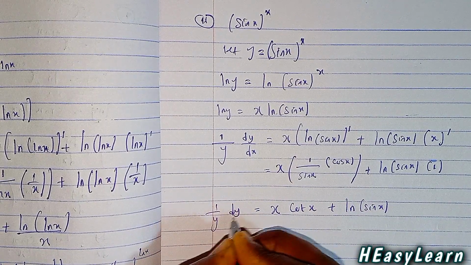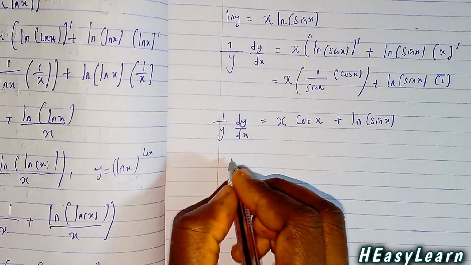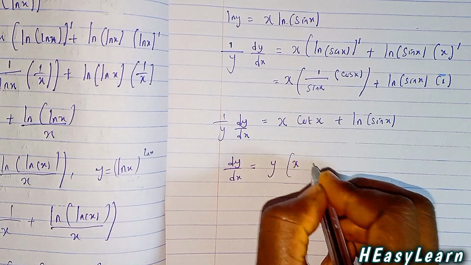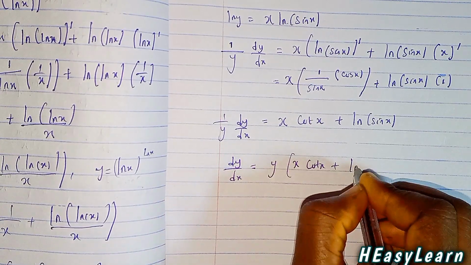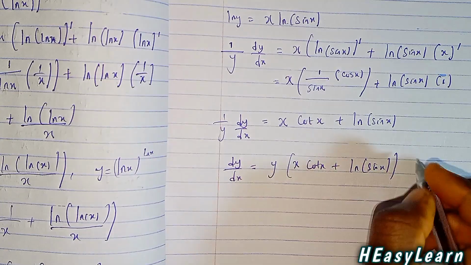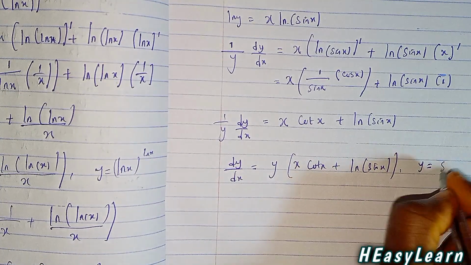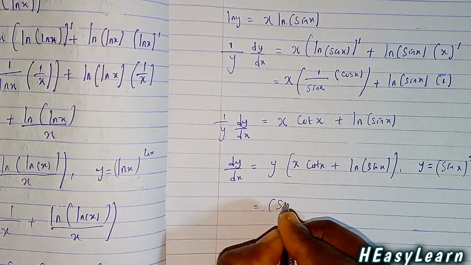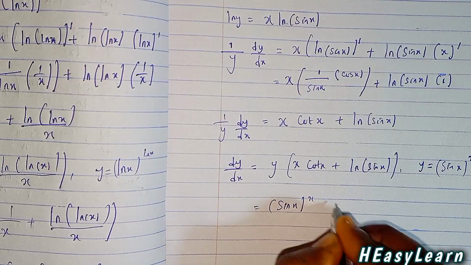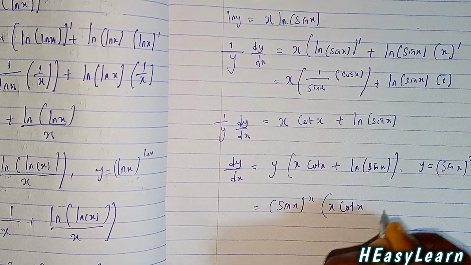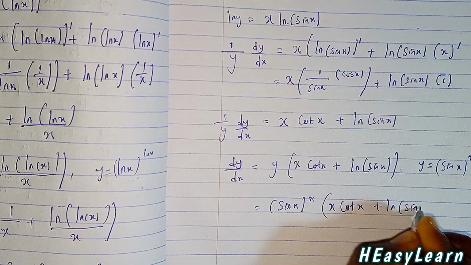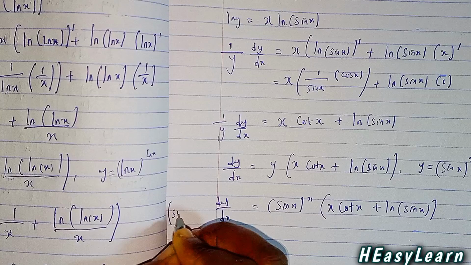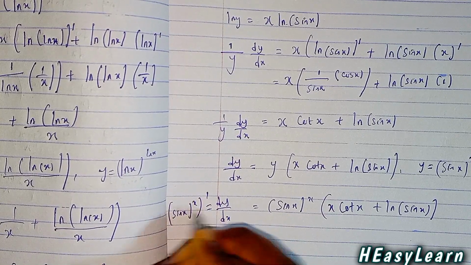So 1 over y dy dx equals x cot x plus ln sine x. From here, make dy dx the subject by multiplying through by y. So from above, what is y? y is equal to sine x to the power of x. So this is the same thing as sine x to the power of x multiplied by x cot x plus ln sine x. So that is the derivative of the function sine x to the power of x.